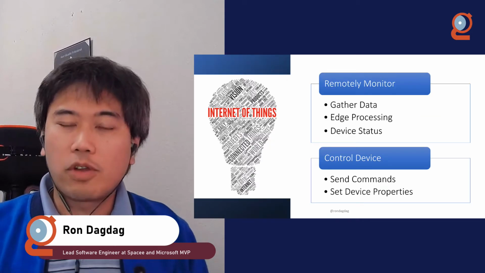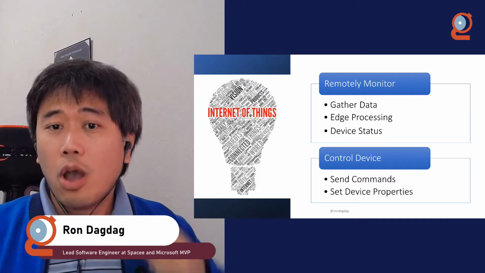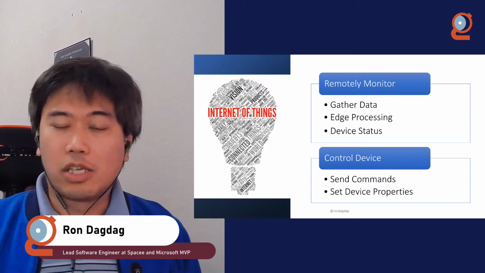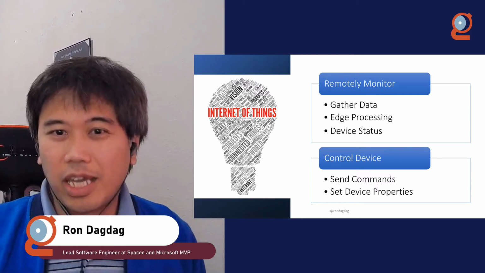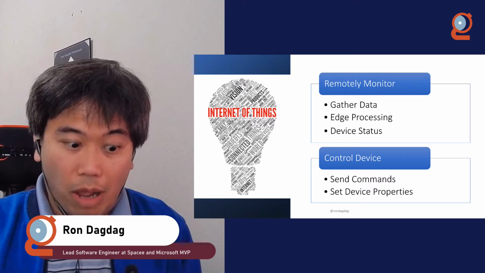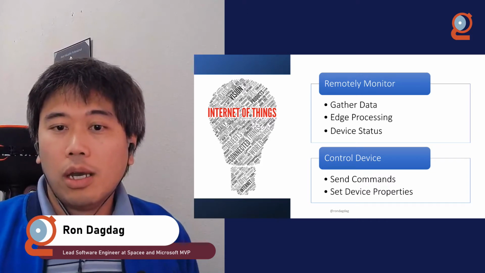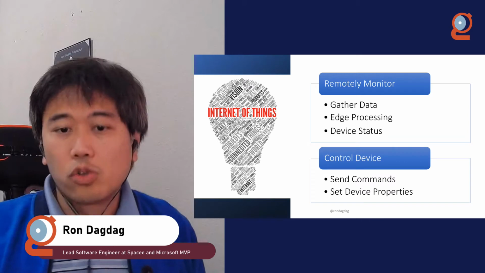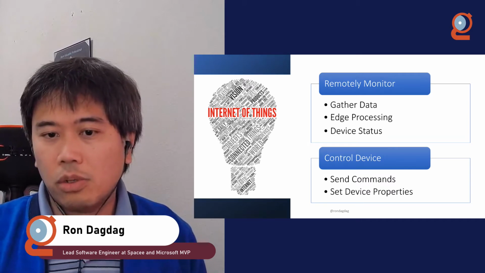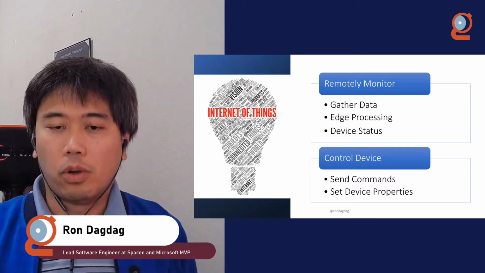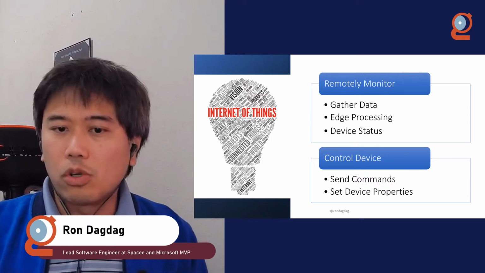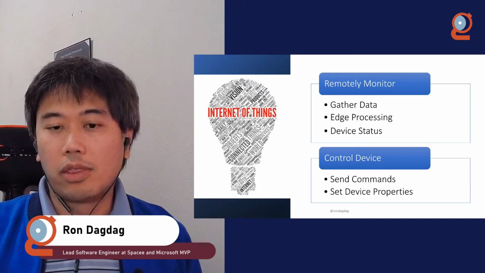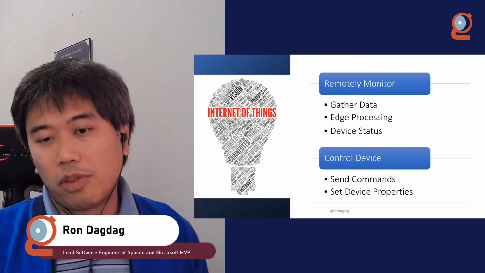There are two goals whenever you build an IoT product. One is to remotely monitor what's going on with that device. Is it gathering data? Sometimes you can do a little bit of processing at the edge. Of course, today we're going to talk about how we can do AI processing at the edge, and what is the status of that device. And then, of course, you want to control what's going on with that device that you have in your factory or on your retail floor. You start controlling and sending commands to it, changing the AI model that needs to be on that device, and setting some device properties.